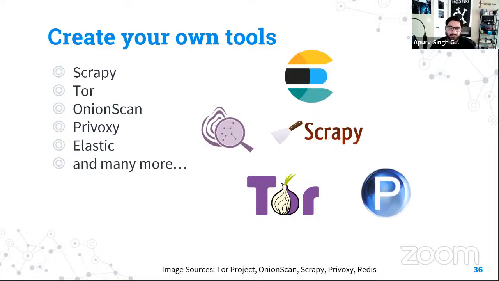So starting with the first one, Scrapy. Scrapy is basically you are scraping information from the web, right? So that's where Scrapy is a web crawling framework which is written in Python, and it has multi-threading capability. So Scrapy is a really good tool. You can start with that for scraping. Second, obviously Tor. If you are visiting onion links, you need Tor. Onion scan, I already talked about. You can use the correlation lab onion scan and create your script according to that if you need that.